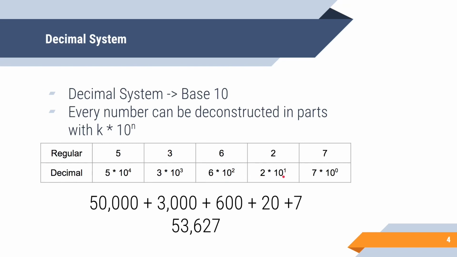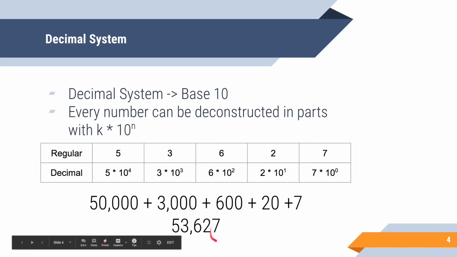We do it again. 10 to the power of 1. 10 to the power of 1 is, you guessed it, 10. So how many 10s can we fit in 27, the number that's remaining? Well, we could fit 2 10s within 27. So we rewrite that as 2.